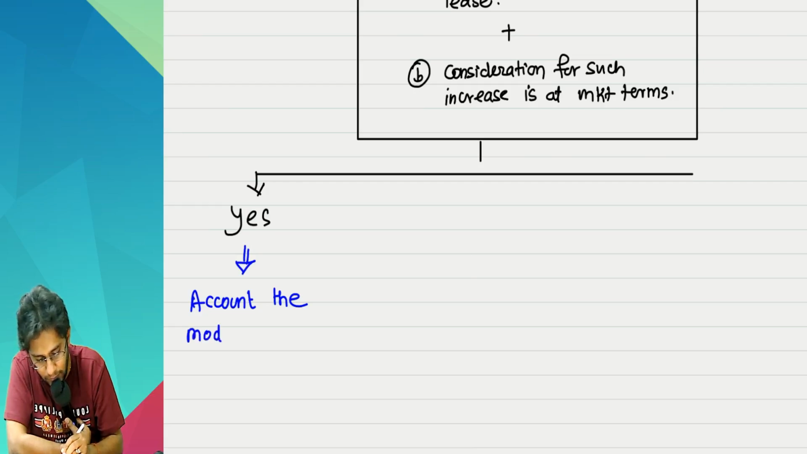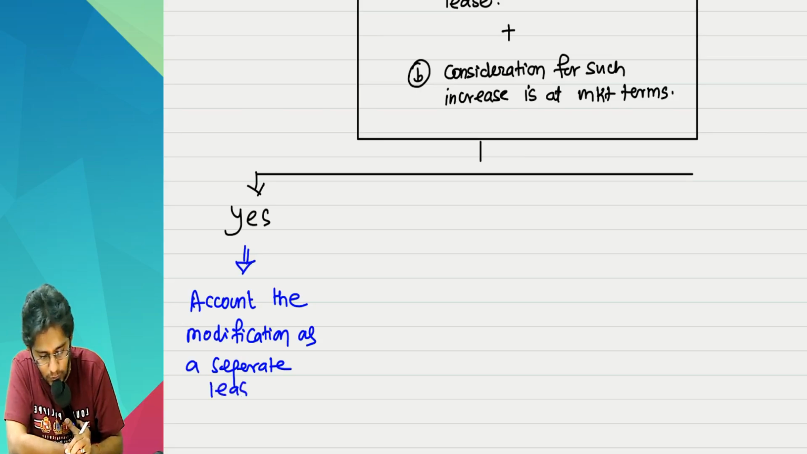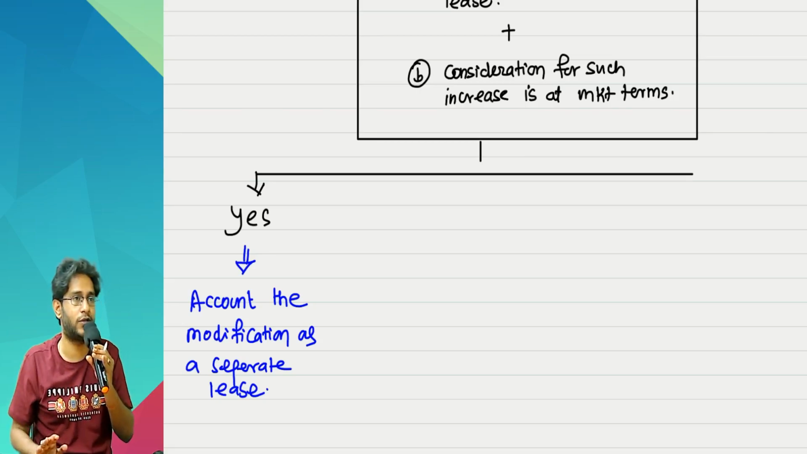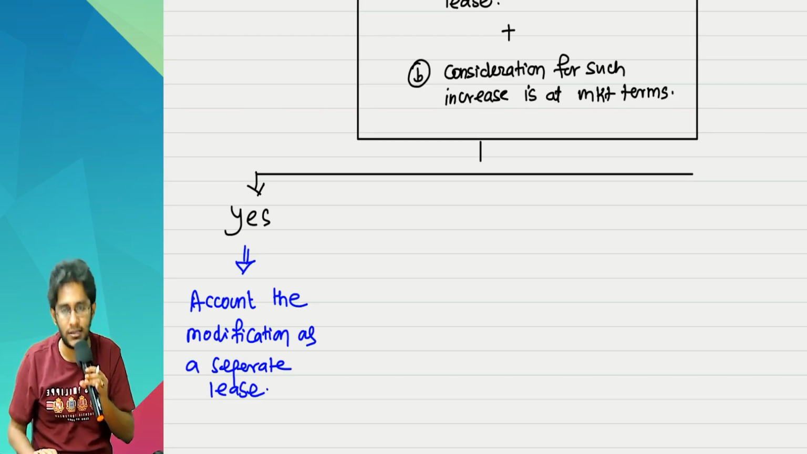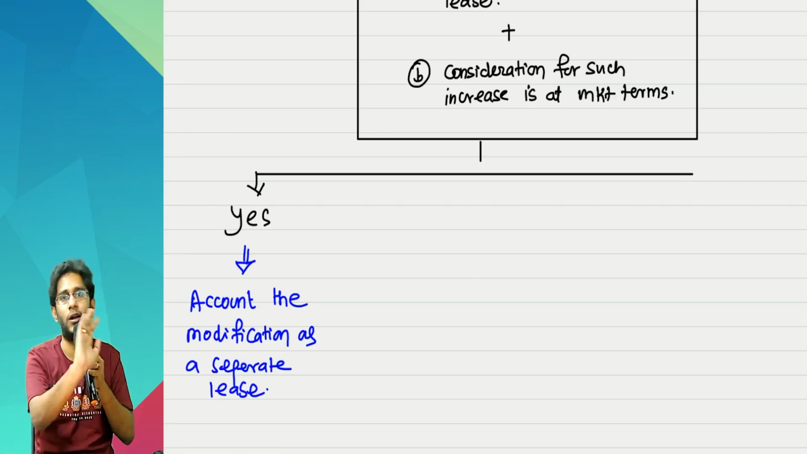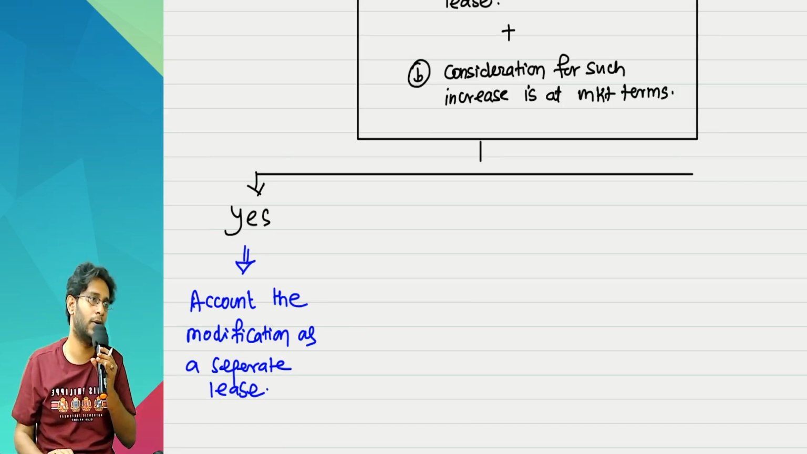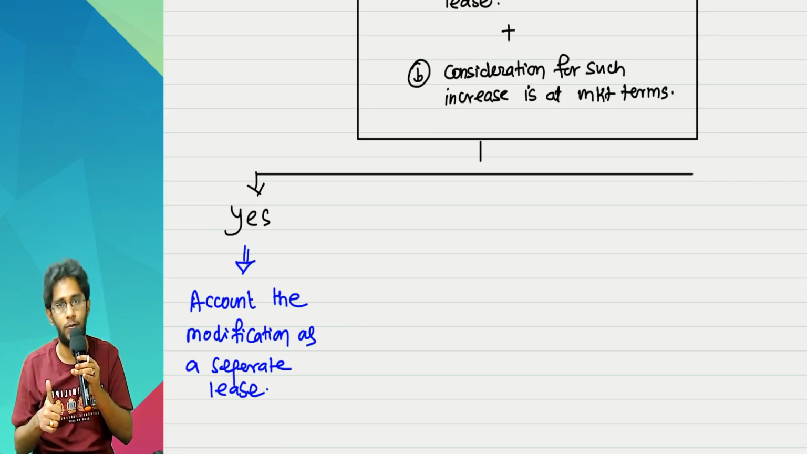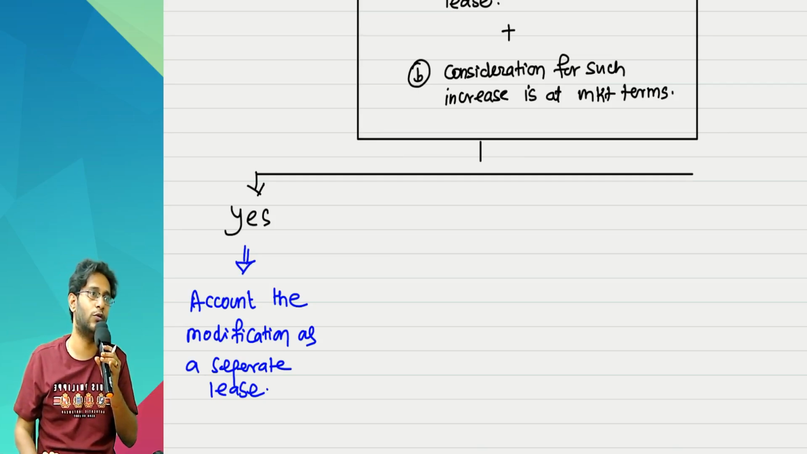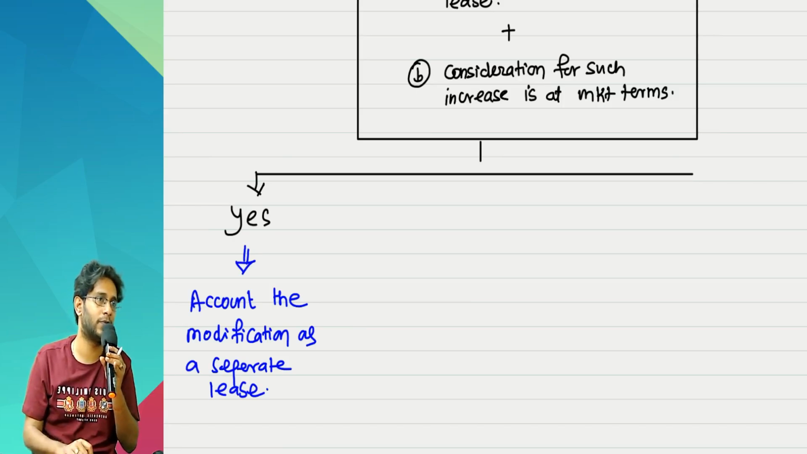Account for the modification as a separate lease. It is as good as if you took some other property from some other lessor. Separately go and write ROU asset account debit to lease liability freshly, as if you had taken the 4th floor separately from some other owner. The 3rd floor's separate accounting will happen, the 4th floor's separate accounting will happen, because this is an increase in scope and the consideration is independently arrived at.